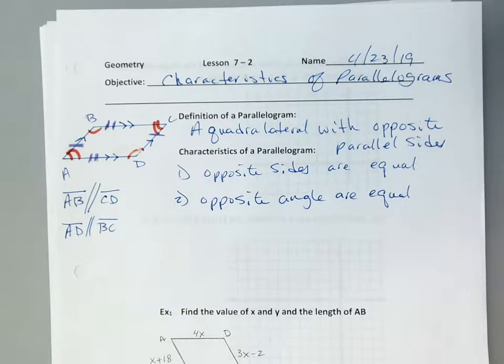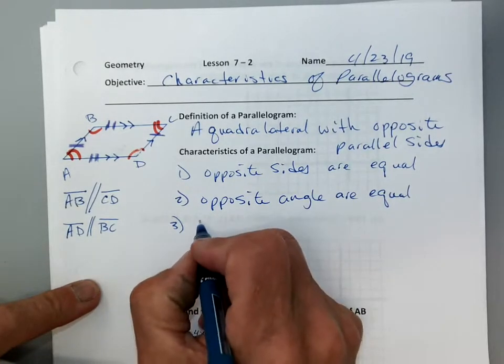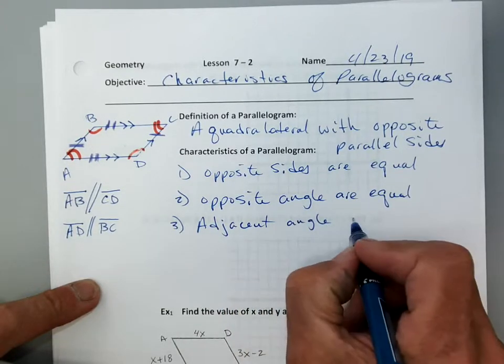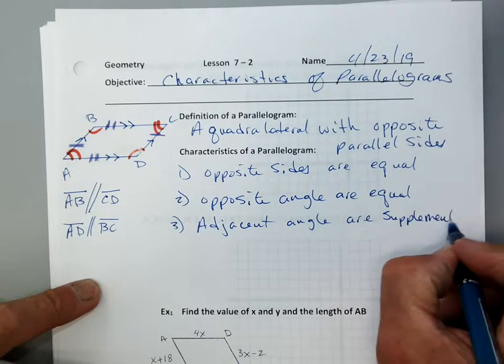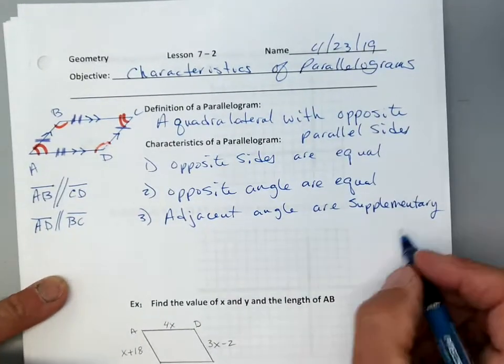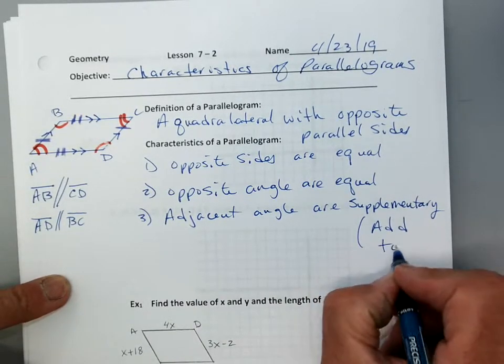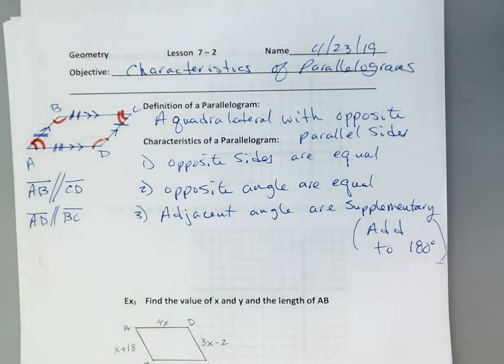Okay, now, the third characteristic we had, three, was we could say that adjacent angles are supplementary. Okay? So supplementary means they add to 180 degrees, okay? Adjacent means next to. It's like your adjacent neighbor or your next door neighbor. It just means next to. Okay, so for example, in this picture here, I'll give you an example.